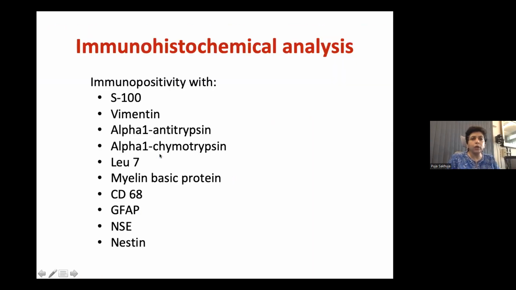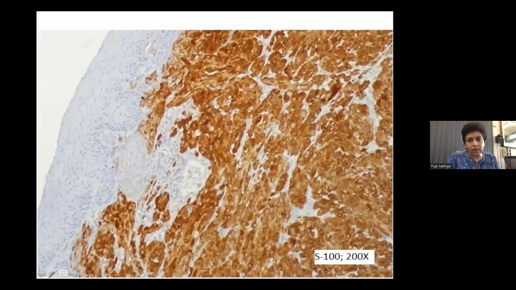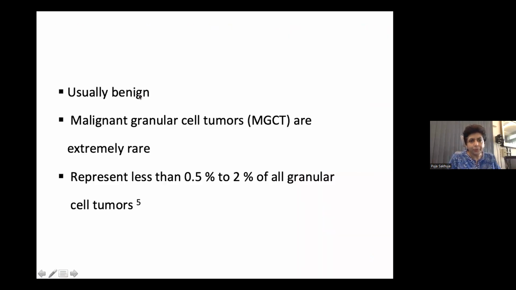And immunohistochemically, a lot of stains may come positive variably, but what stain often uniformly comes positive is S100. So with the characteristic morphology and an S100 stain showing positivity of these large cells in the subepithelium, it is simple to make a diagnosis of a granular cell tumor. Usually a benign lesion, malignant is very rare.